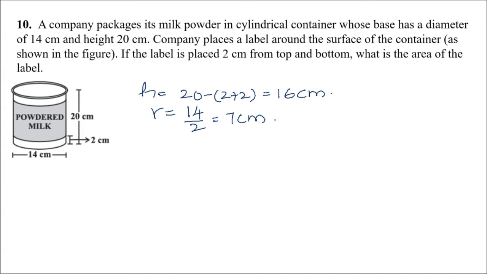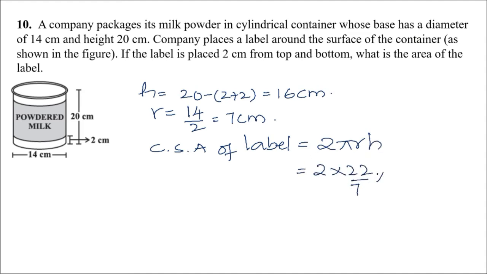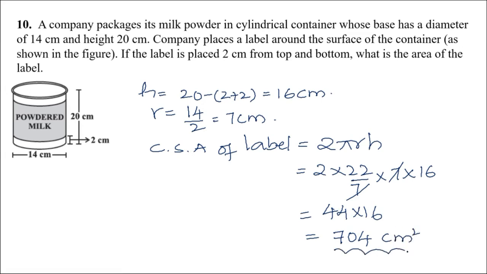With this radius and the height, we can find out the curved surface area. So the curved surface area of the label will be equal to 2 pi r h, which is 2 times 22 upon 7 multiplied with 7 times 16. Here 7 gets cancelled. This will be equal to 44 times 16. We'll be getting 704 centimeters square. This will be the area covered by the label on that container.